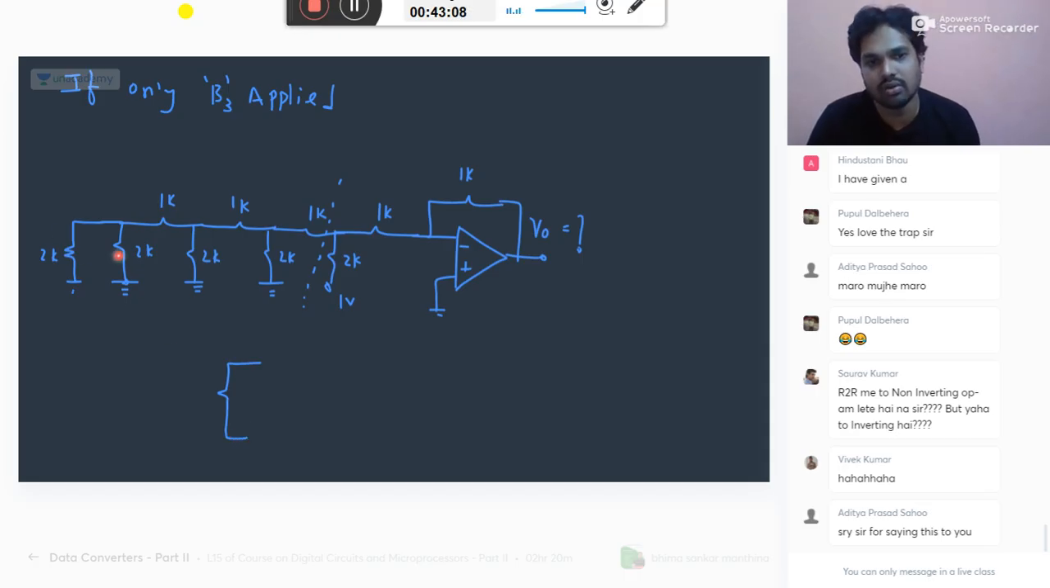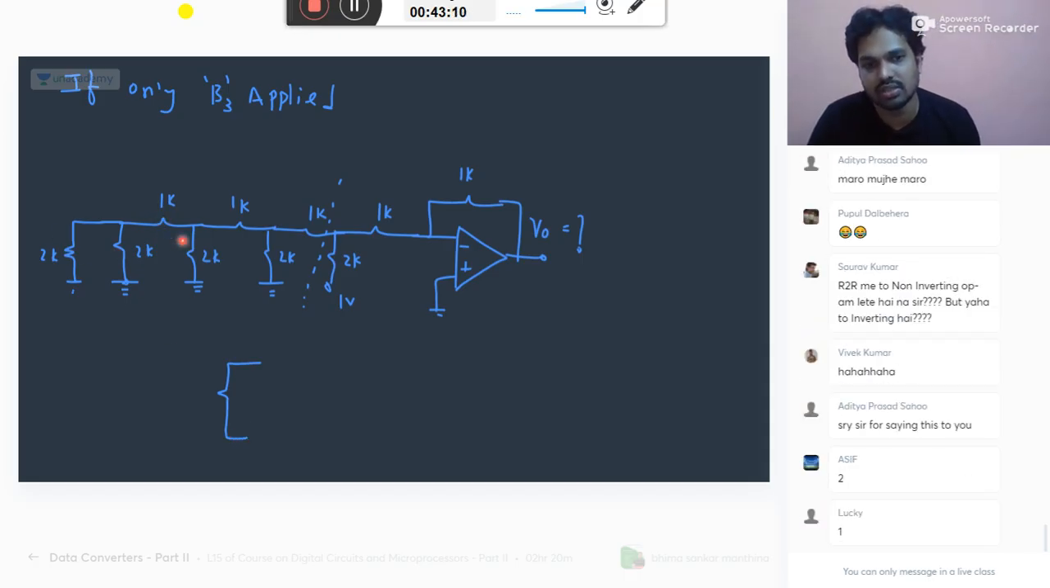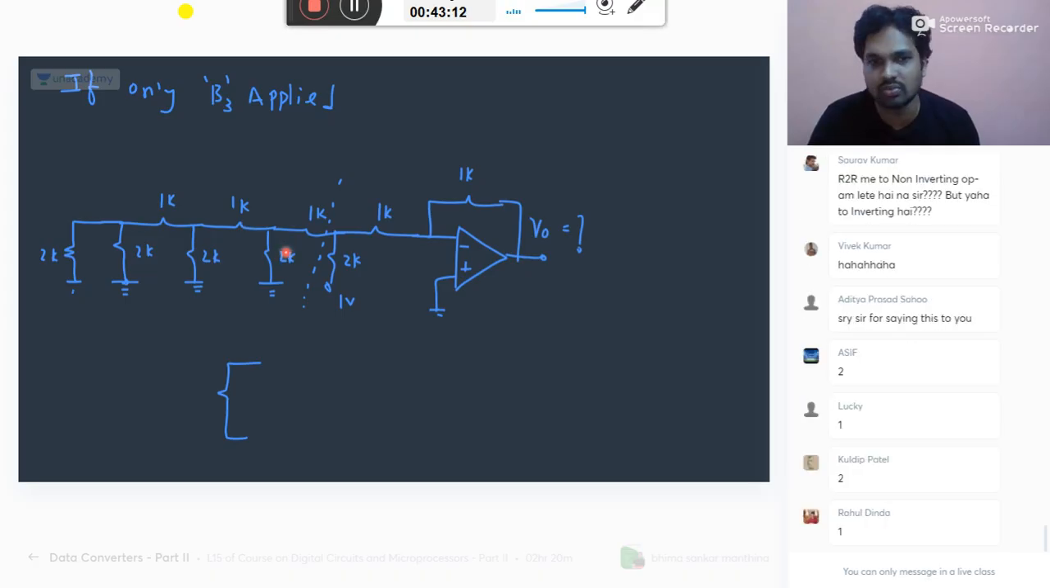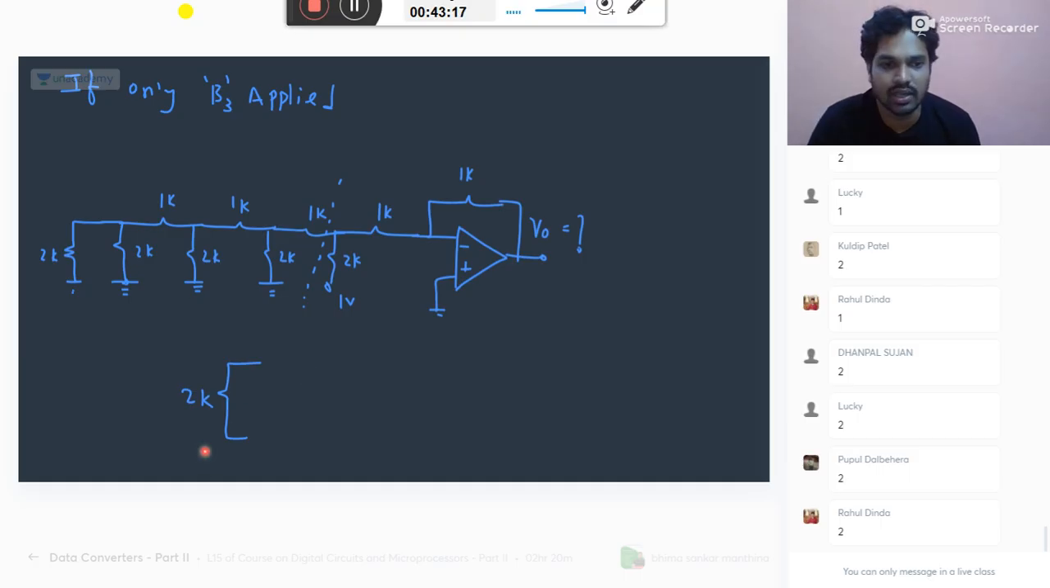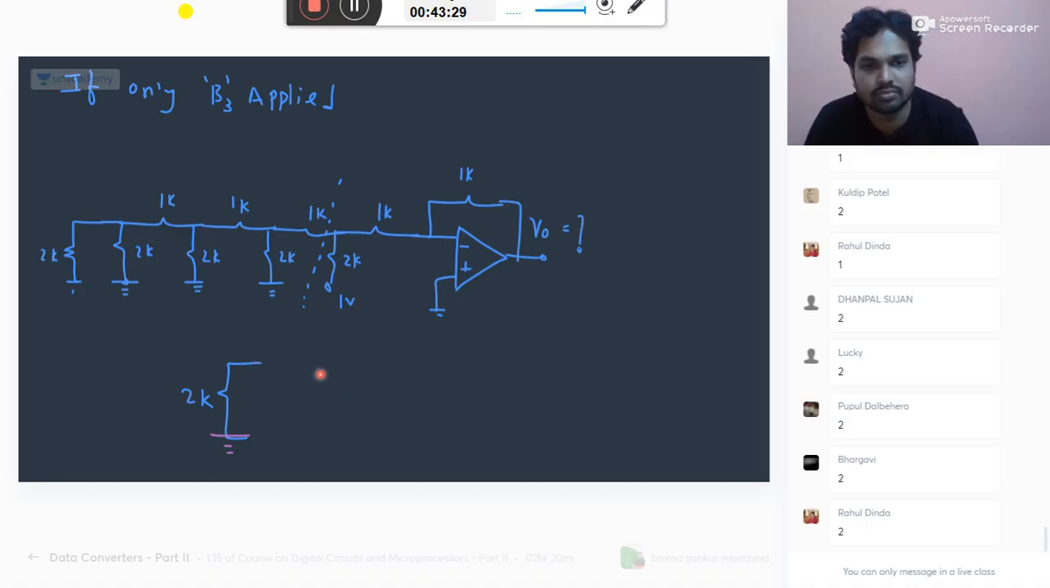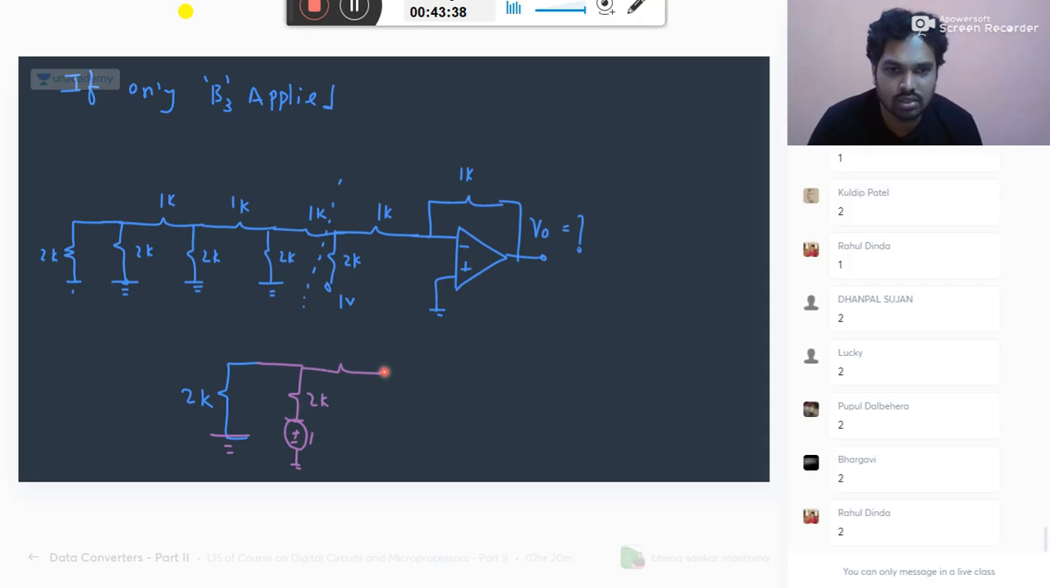2 parallel with 2 is 1, 1 series with 1 is 2; again 2 parallel with 2 is 1, series with 1 is 2; again 2 parallel with 2 is 1, series with 1 is 2K. And the remaining circuit you take as it is. What is that remaining circuit? One minute. So 2K, and this one is 2K, and you have here 1 volt, and this is 1K.